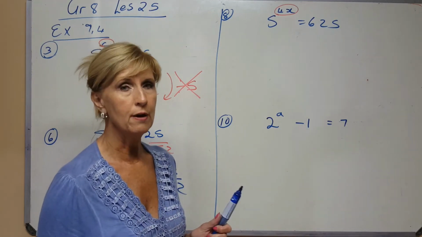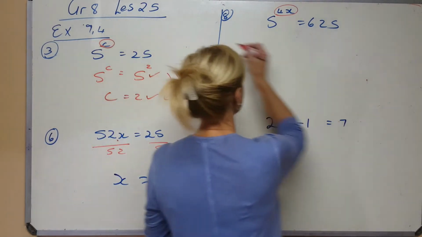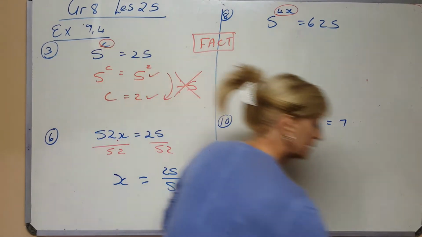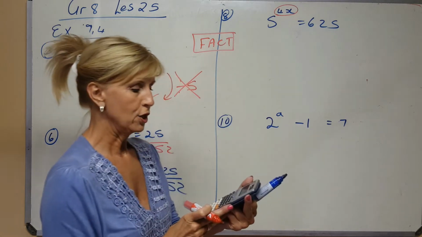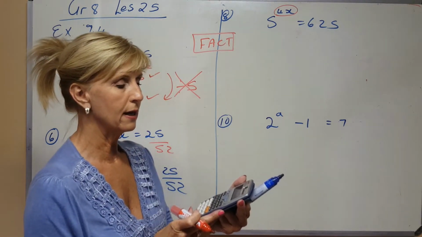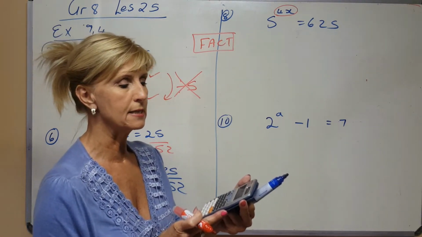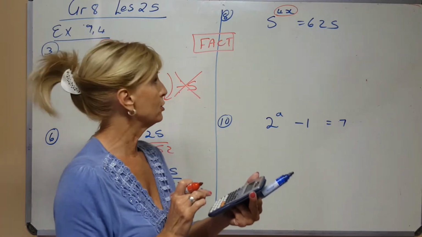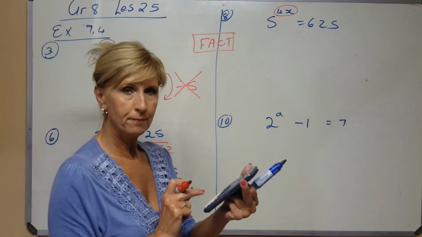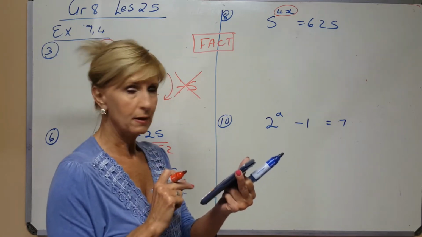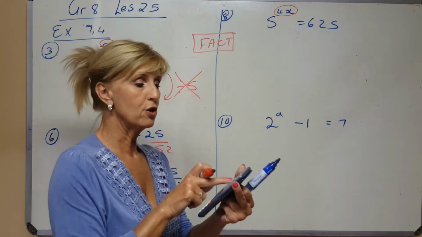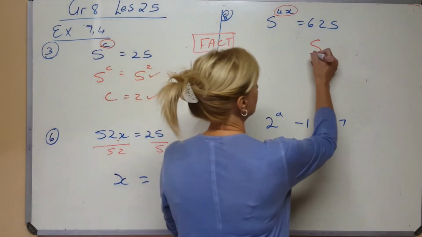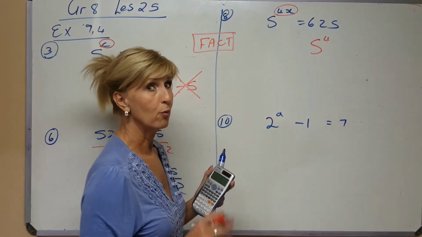Now I want to teach you the fact on calculator. If you use this key on your calculator, you need to go and look for it on your calculator. It says FACT. It's a second function. What you need to do is you go and you punch in 625 equals, because otherwise it doesn't accept it. Then you go shift fact and you put the fact in there and it's going to give you 5 to the power of 4. Wonderful.